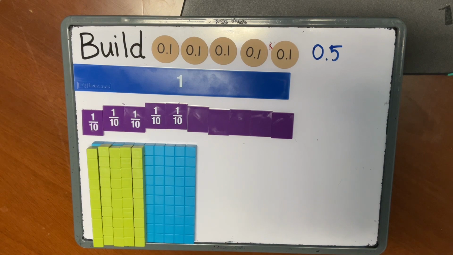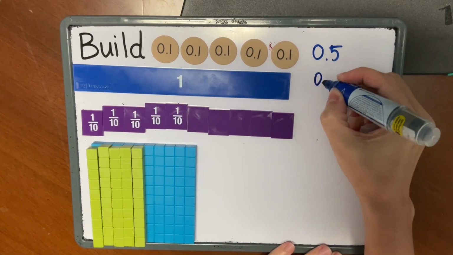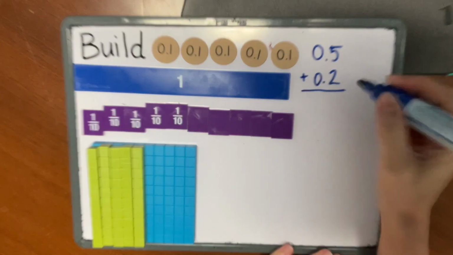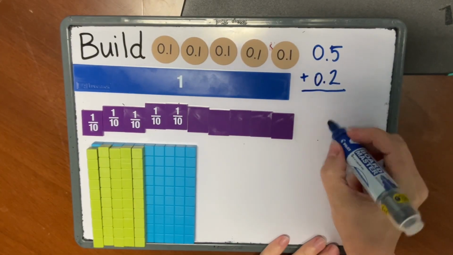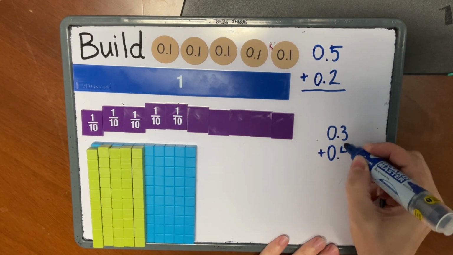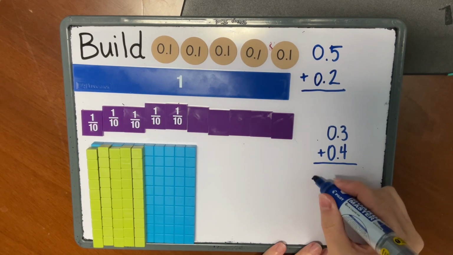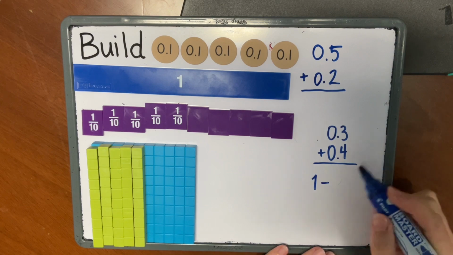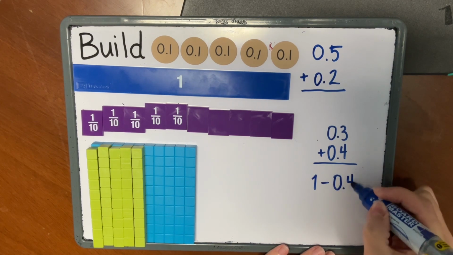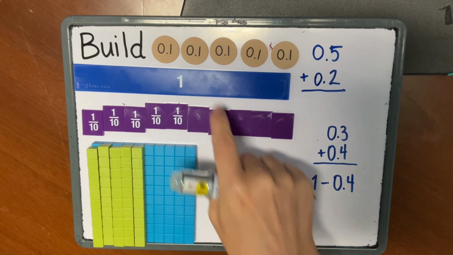Here's a challenge. Can you now use the fraction tiles and the base 10 blocks to do some adding of decimals? There's your challenge. What would 5/10 and 2/10 equal? How could you show that with this? Or 3/10 and 4/10? Challenge yourself even further and think, if I have one whole and I take away 4/10, what would I have left? Give yourself some challenges with these problems and build them.